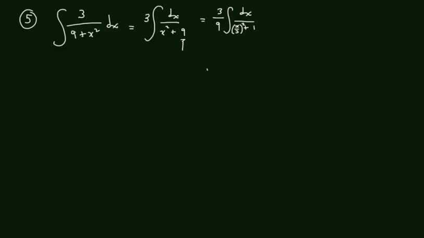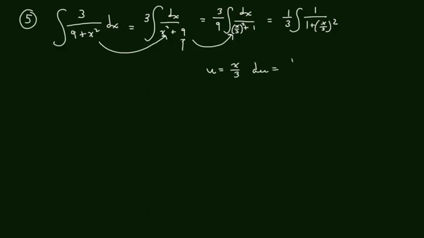I'm going to use a u substitution. Actually, let me simplify this first. 1/3 integral of 1 over 1 plus x over 3 squared. I'm not sure why I wrote the x squared term first here, switching it from here. But anyway, we're back to it second over here. Alright, again, back to the u substitution. So u equals x over 3. du is 1/3 dx, and dx equals 3 du.